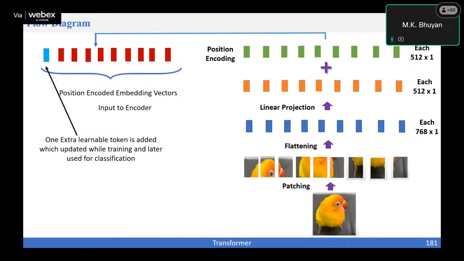After this, we are considering the position embedding. The original embedding plus the positional encoding is added. And finally, I'm getting the position encoded embedding vectors, and that is the input to the encoder. And one extra learnable token is also considered. It is used for the classification.